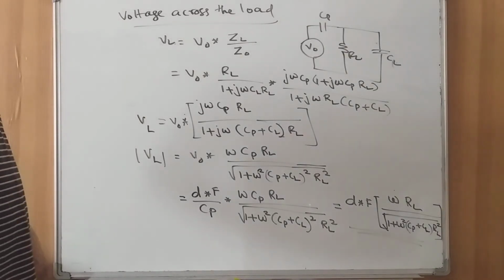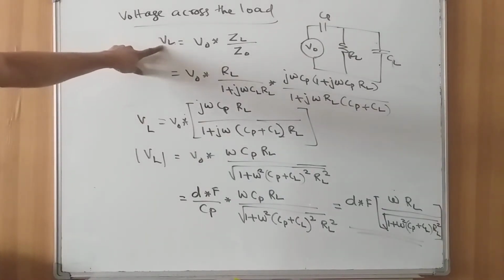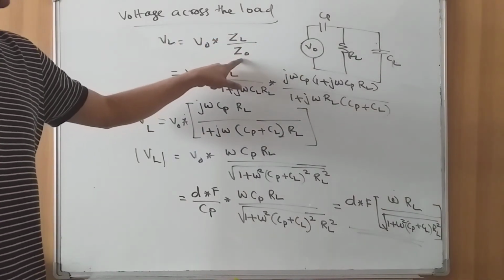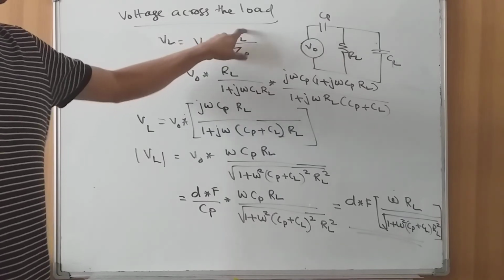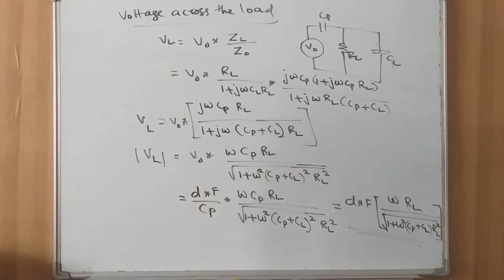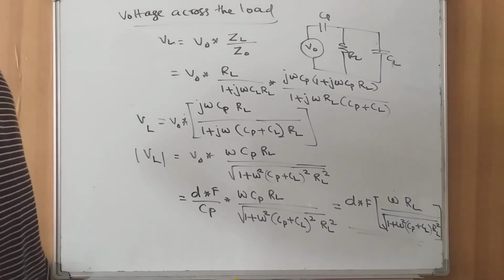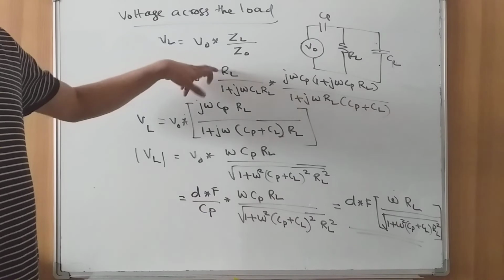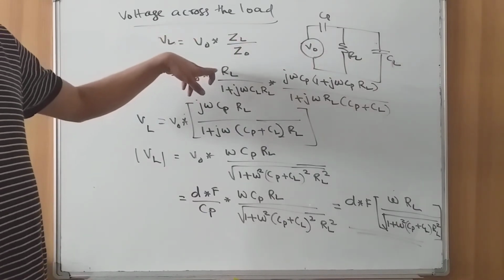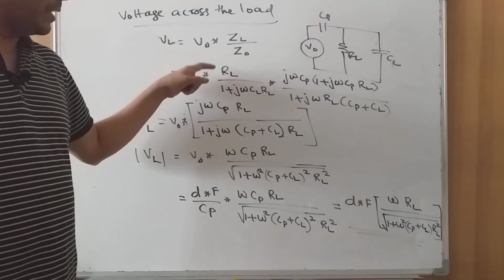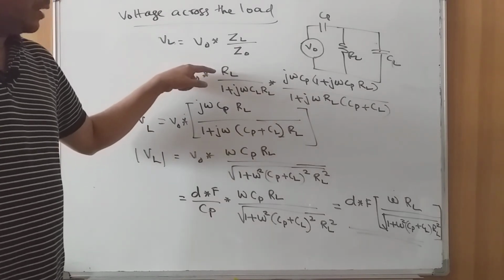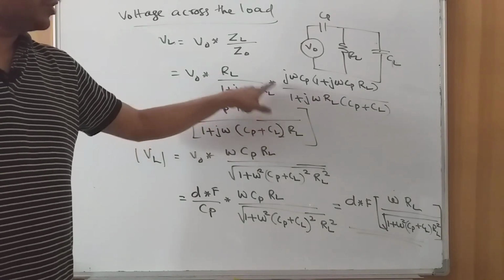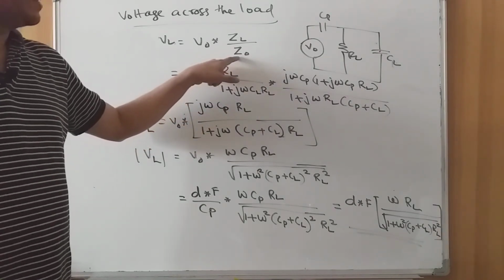The voltage across the load can be calculated by the equation VL is equal to V0, which is the generated voltage, multiplied by ZL divided by ZO. ZL is the load impedance, and Z out is the total impedance. So, if you calculate that, ZL is already calculated, which is a parallel combination of RL and CL. As per the earlier discussion, RL divided by 1 plus j omega CL RL, into 1 by Z out. Z out is already calculated, but we want 1 by Z out.